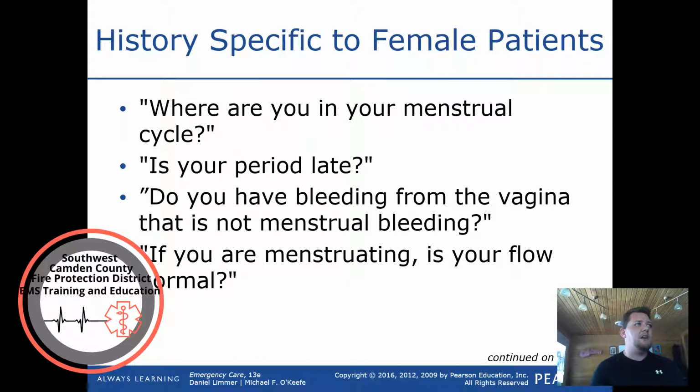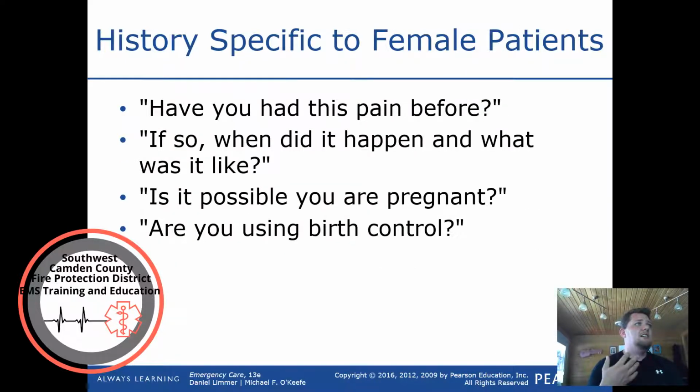Specific to female patients, we want to know when their last menstrual cycle was, if it may be late. Do you have any bleeding from the vagina, if that is not menstrual bleeding? If you are menstruating, is your flow normal? Another question you could ask is, is it possible you're pregnant? Are you using birth control? Have you ever had this pain before? And if yes, when did it happen, and was it like this?